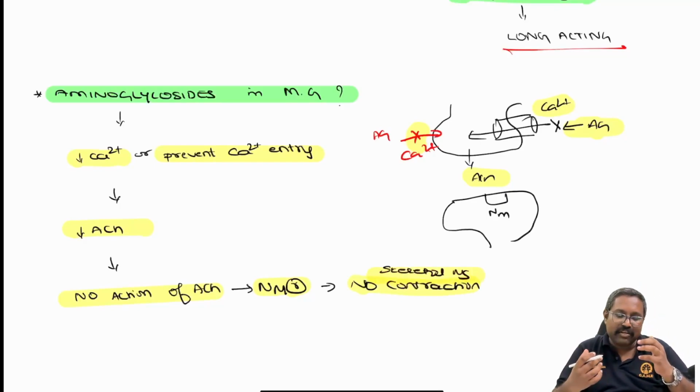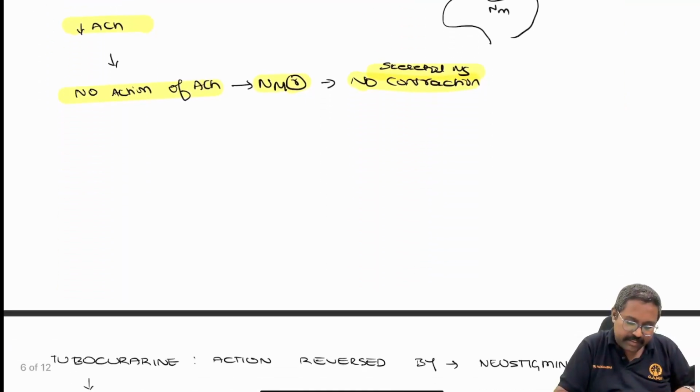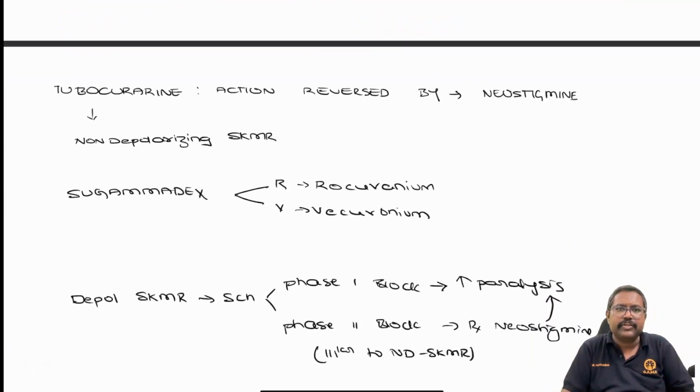So aminoglycosides are basically going to block the activity of acetylcholine. In myasthenia gravis, there is already a weakness of the muscle, and there is already an antibody produced against the NM receptors. Upon that, if you give aminoglycosides, there will be complete muscle relaxation, and the patient will not be able to do his activity. Complete relaxation of the muscles is not good for the myasthenia gravis patient.